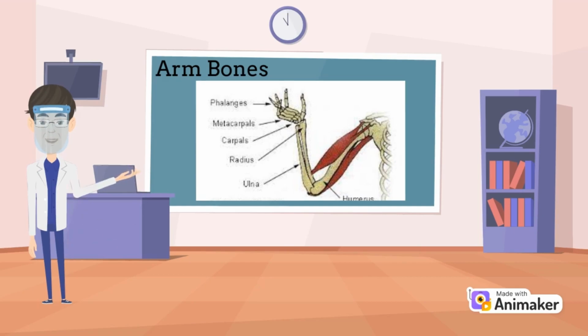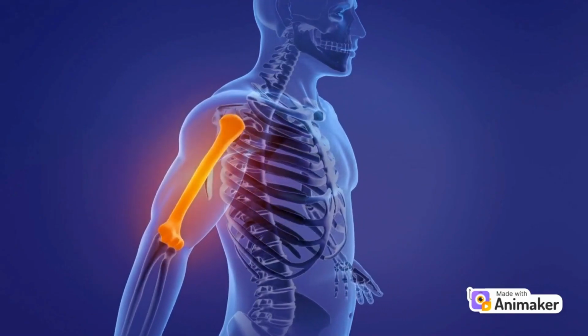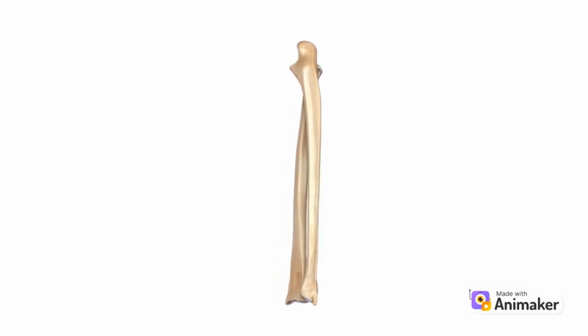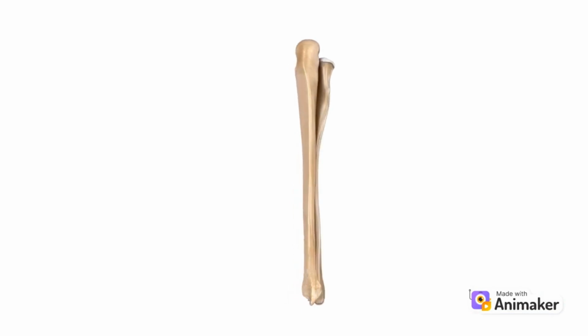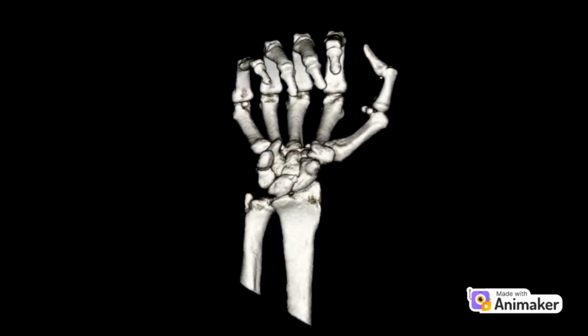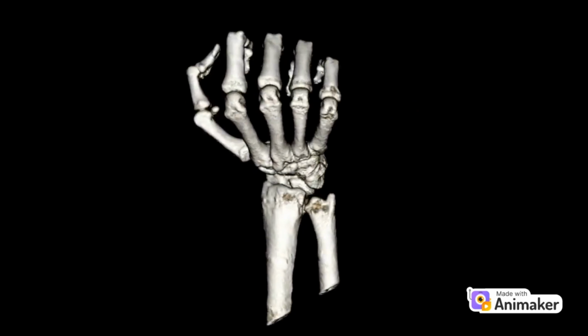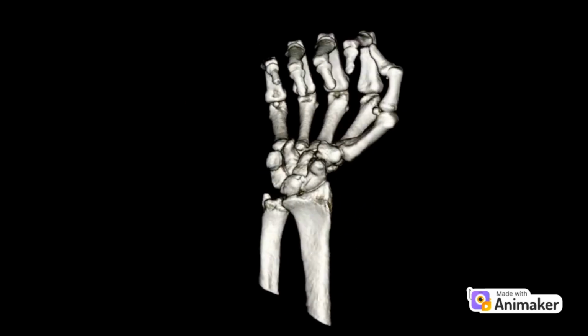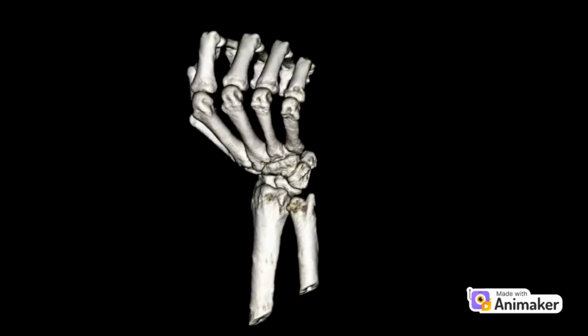The arm bones are composed of 3 bones. The upper bone is known as the humerus, which is the long bone. The lower part has 2 bones called the radius and ulna, attached to the wrist bones known as the 8 carpals. These attach to the hand bones, comprised of 5 metacarpals which form the palm of the hand and 14 phalanges which form the fingers.